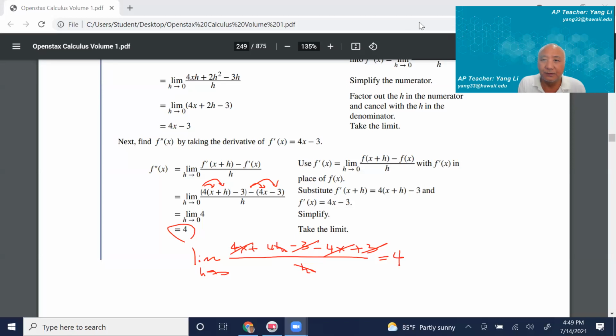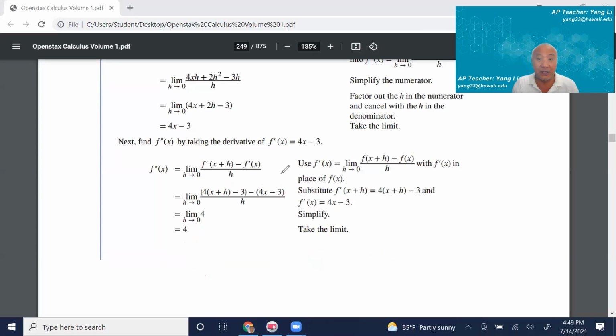And of course, you can keep going to the third derivative if the function is available. Of course, this one, the third derivative is available because it's a constant. We knew that it would be 0. Okay.